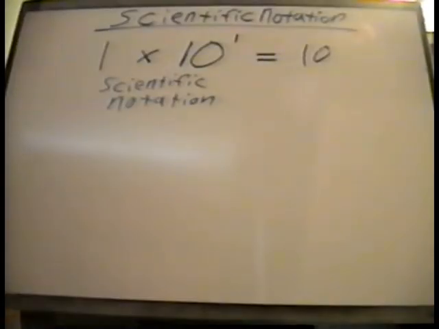Right? So if we wanted to convert a number into a scientific notation, use the decimal point shift method.